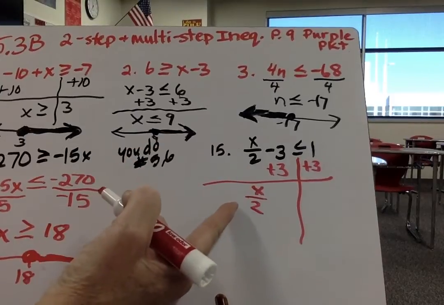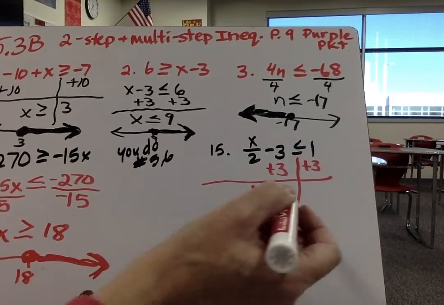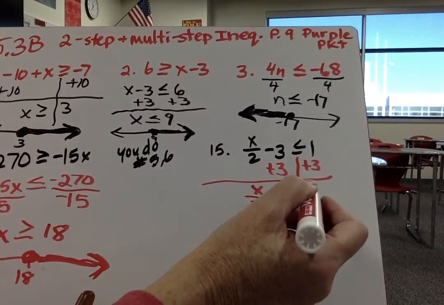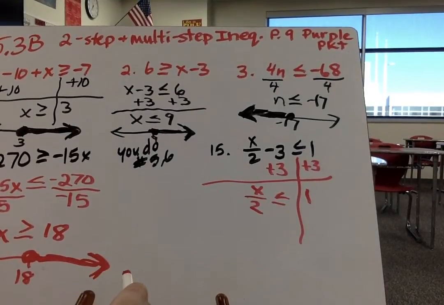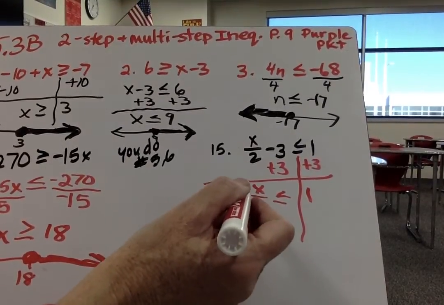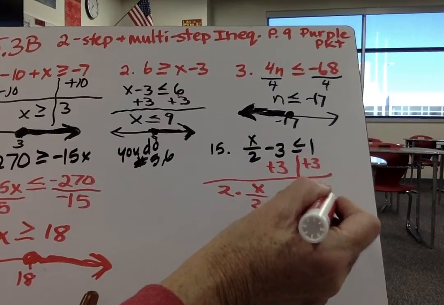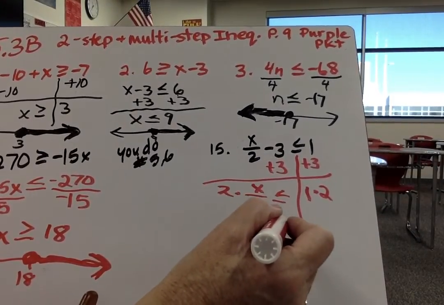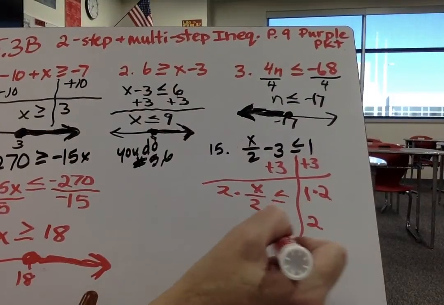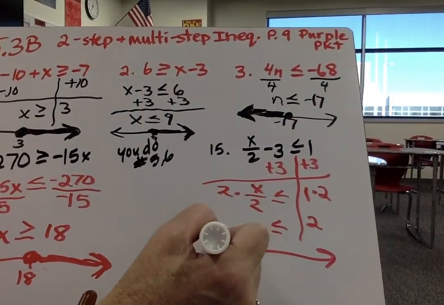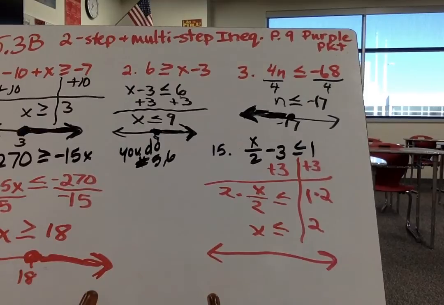Don't be scared just because there's a divide over 2. Okay? It just means we do the inverse operation now. And instead of dividing, we're going to multiply by 2. We didn't multiply by a negative, so we do not switch the sign. Okay? I'm going to let you finish the number line, and you can finish the rest of these, students.